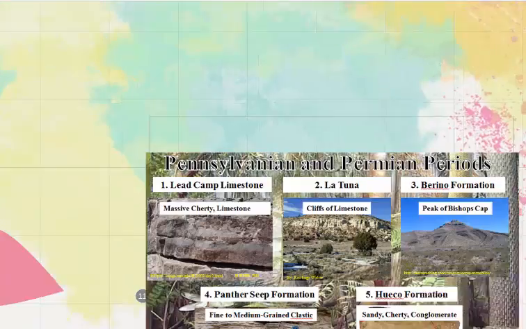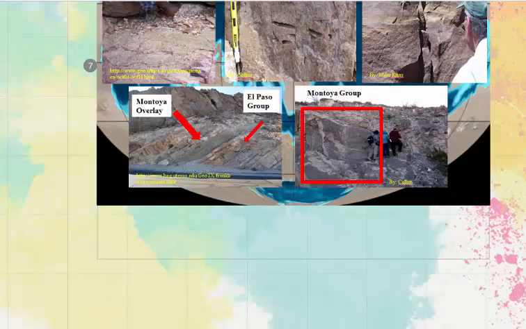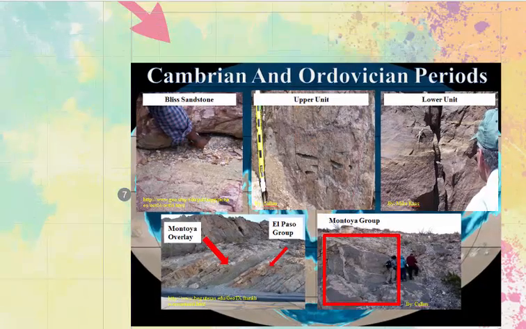These different types of granites are going to be overlain by our first formation of the Cambrian era, which is the Bliss sandstone. The Cambrian Ordovician period can be divided into three different groups, beginning with the Bliss sandstone, El Paso group in the middle, overlain by the Montoya group.